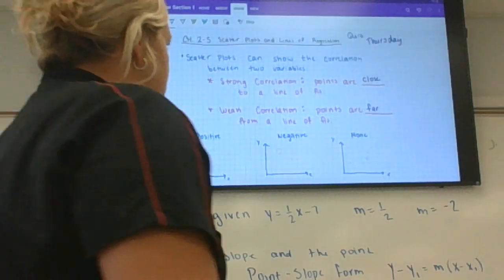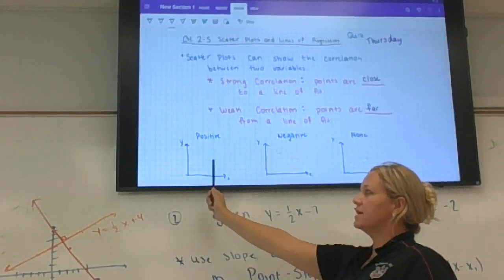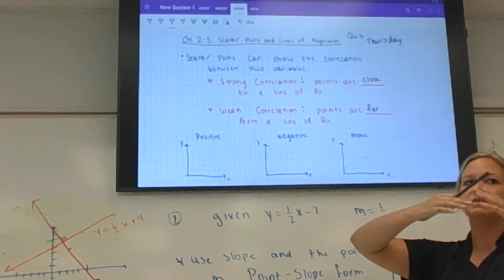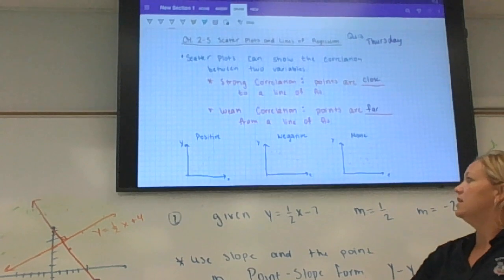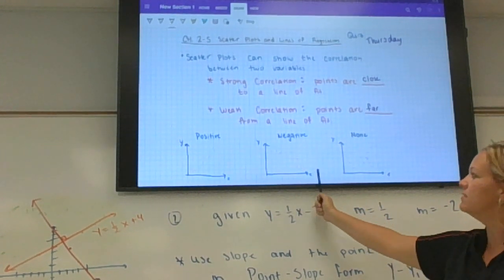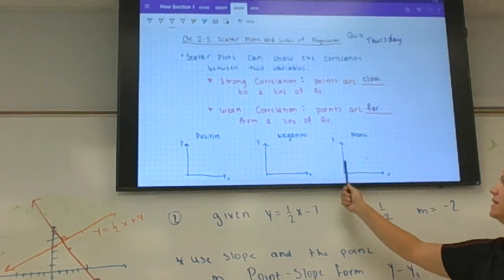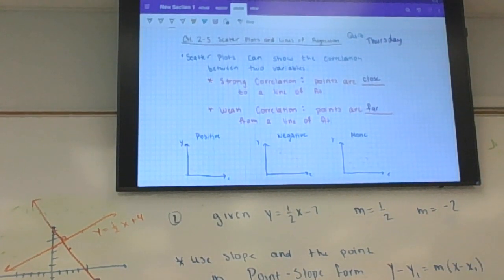And you know this, a positive correlation, both the x and the y go up at the same time. The independent and dependent variable are both positive. And a negative correlation, they move opposite. X is going up while y goes down. And in no correlation, you can't make a line out of it at all.